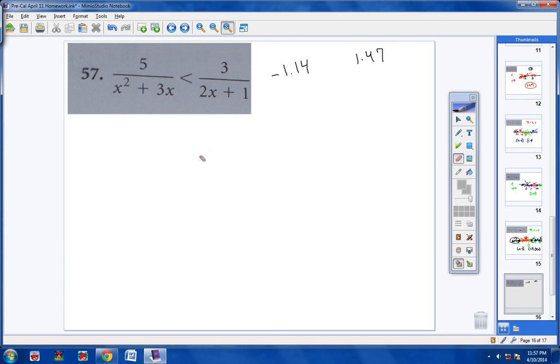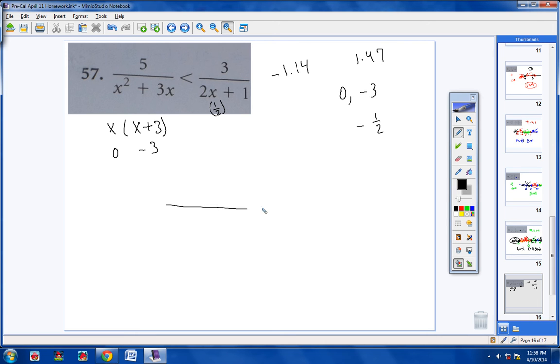And now the only way to get the rest of my critical values would be to ask myself what makes each fraction undefined. Well, for this denominator here, it looks like to me it's going to be 0 and negative 3. So 0 and negative 3. And for this denominator right here, if you were to put a negative 1/2 in right here, 2 times negative 1/2 is negative 1. Plus 1 is 0. Now, if you're not sure how I did that, just take 2x plus 1, set it equal to 0, and solve, and you'll get negative 1/2. So another critical value is going to be negative 1/2.